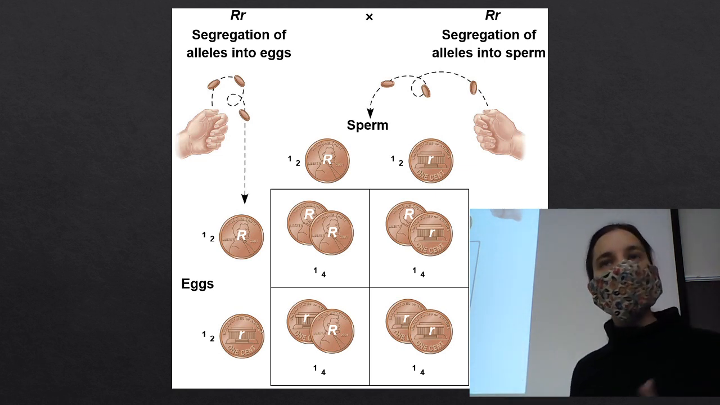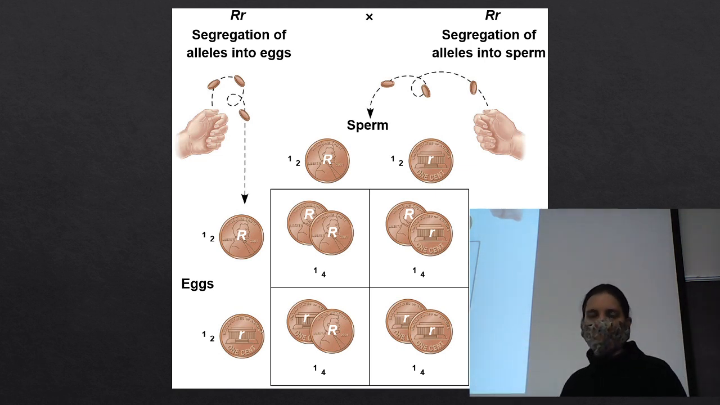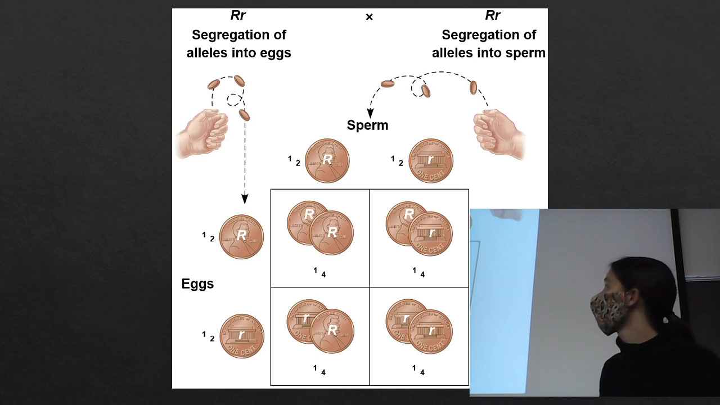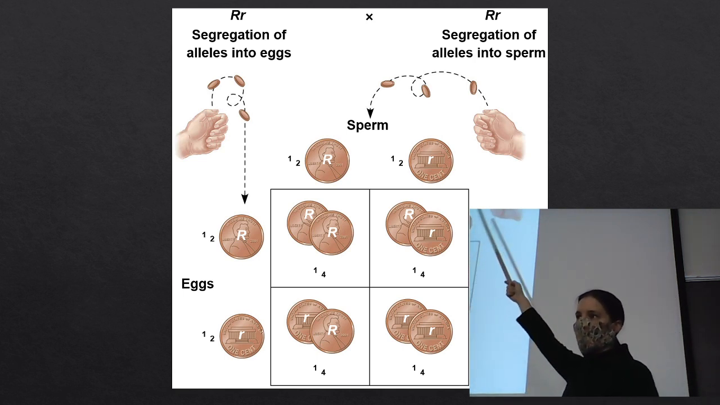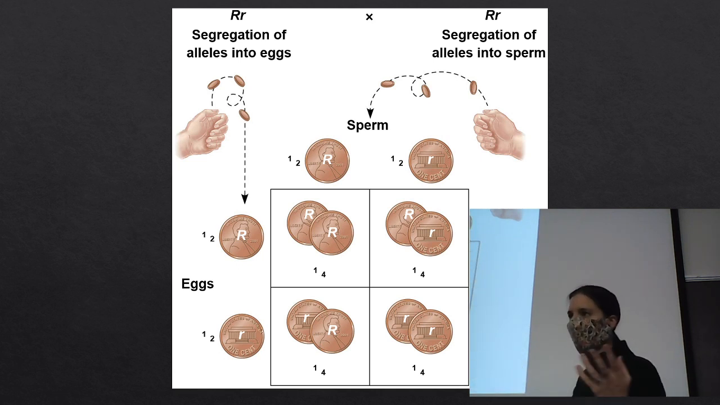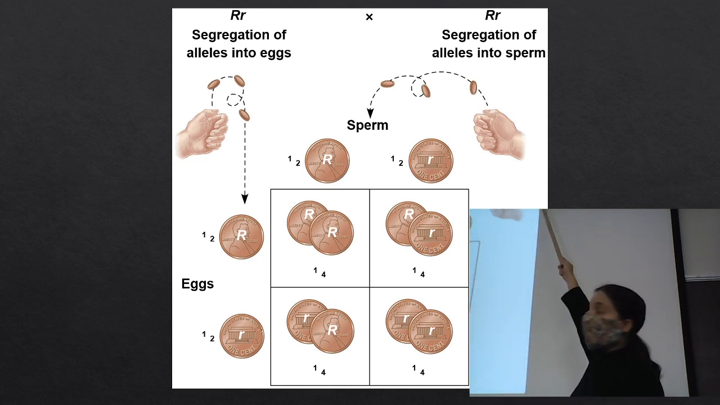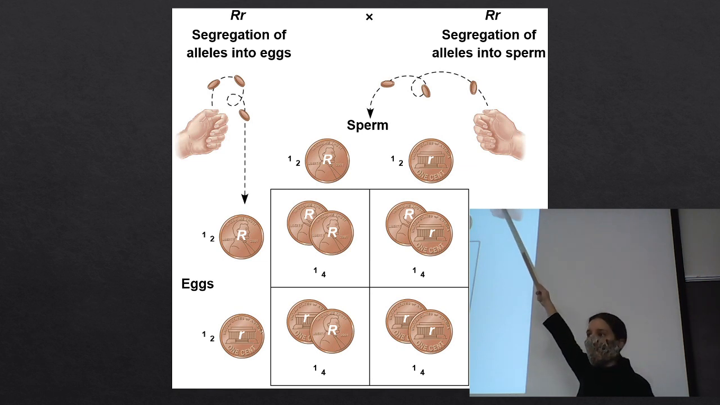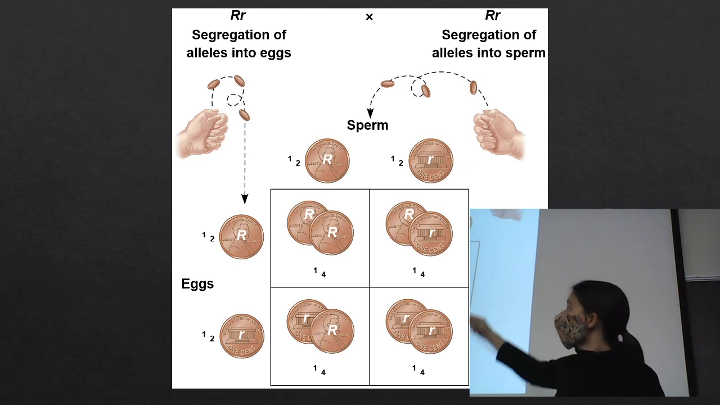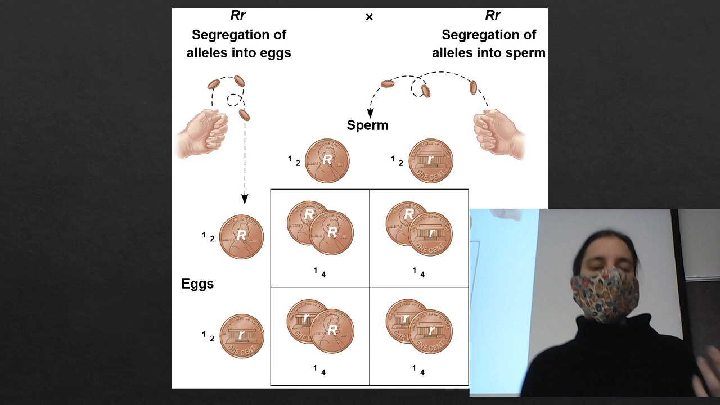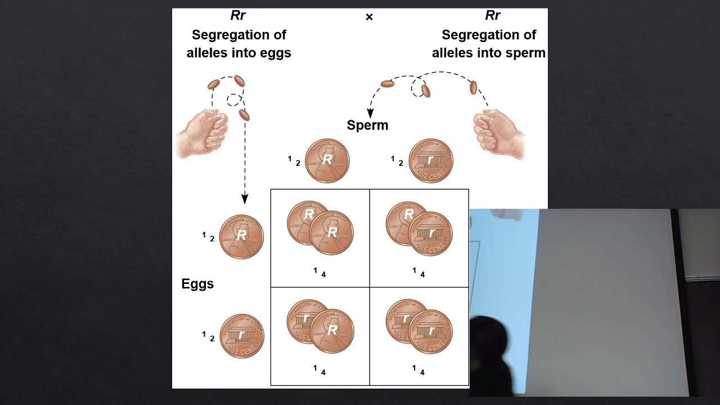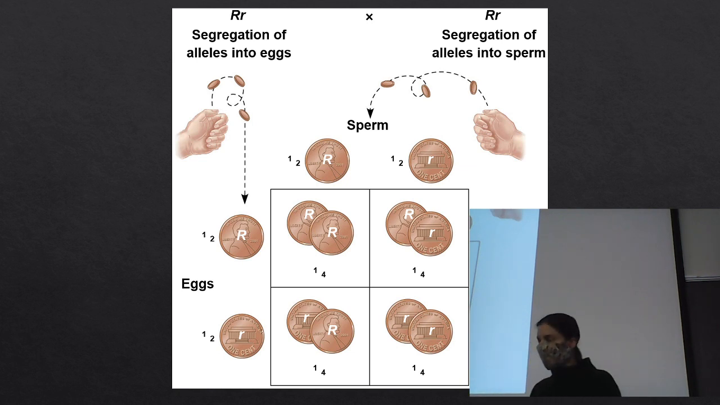We're going to pretend we're back to just a monohybrid cross. We're crossing something that's dominant recessive, so heterozygous for R, whatever R is, with another heterozygous, big R, little R. When this one separates into alleles for eggs, it can give either big R or little R. Both are equally likely.